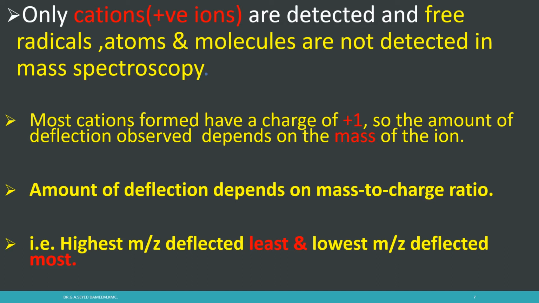of deflection observed is usually dependent on the mass of the ion. The amount of deflection depends on the mass to charge ratio, that is, the highest m by z ions are deflected least, and the lowest m by z ions are deflected most.